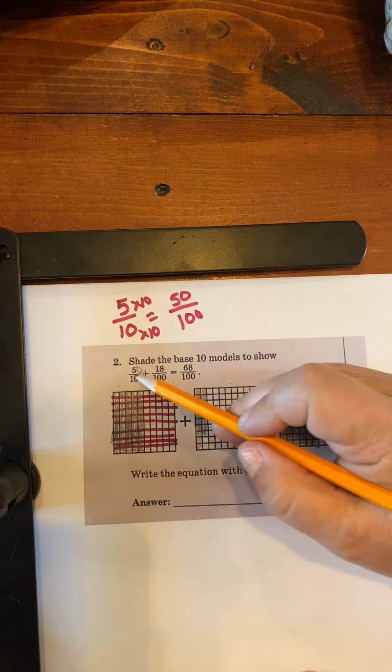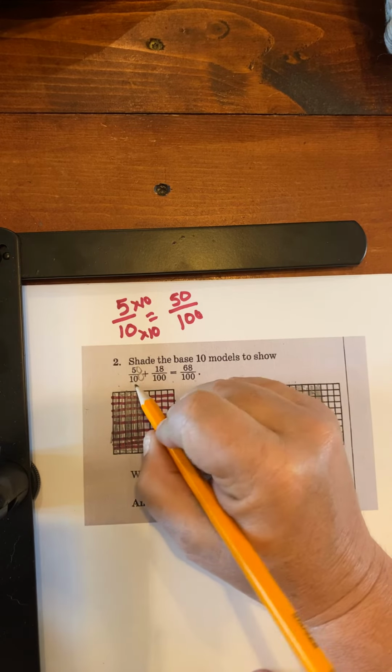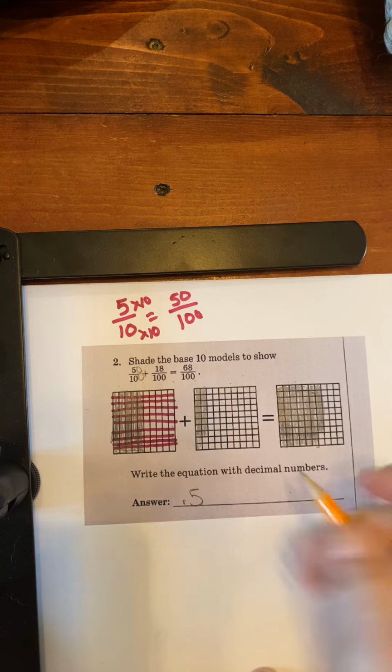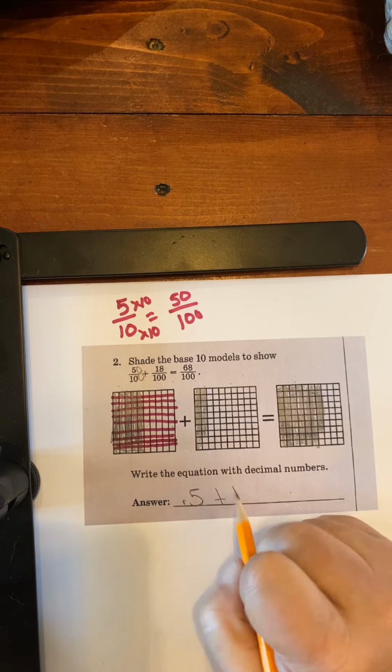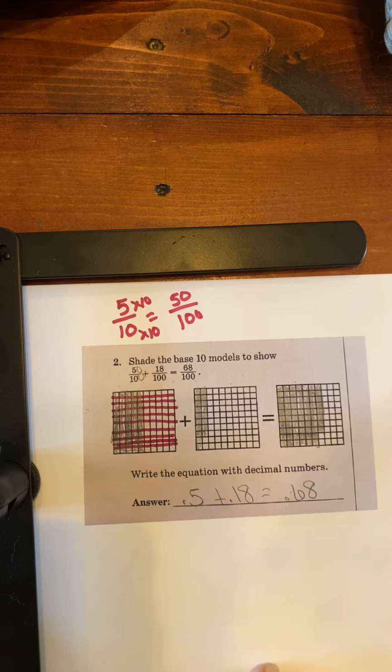But I want to write this as a decimal because that's what it is. So 5/10 is decimal 0.5 plus decimal 0.18 gives me decimal 0.68.